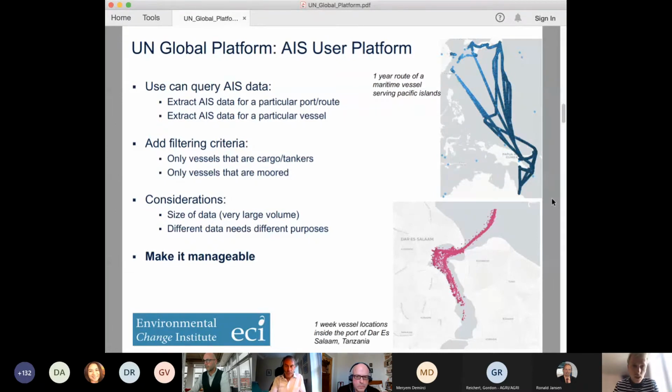As Lorenzo also mentioned, these data sources are very big. So you have to kind of think about what is my purpose, what is the minimum data requirement that I need, and can I make it manageable to work with, also if you want to bring the data to your own computer.